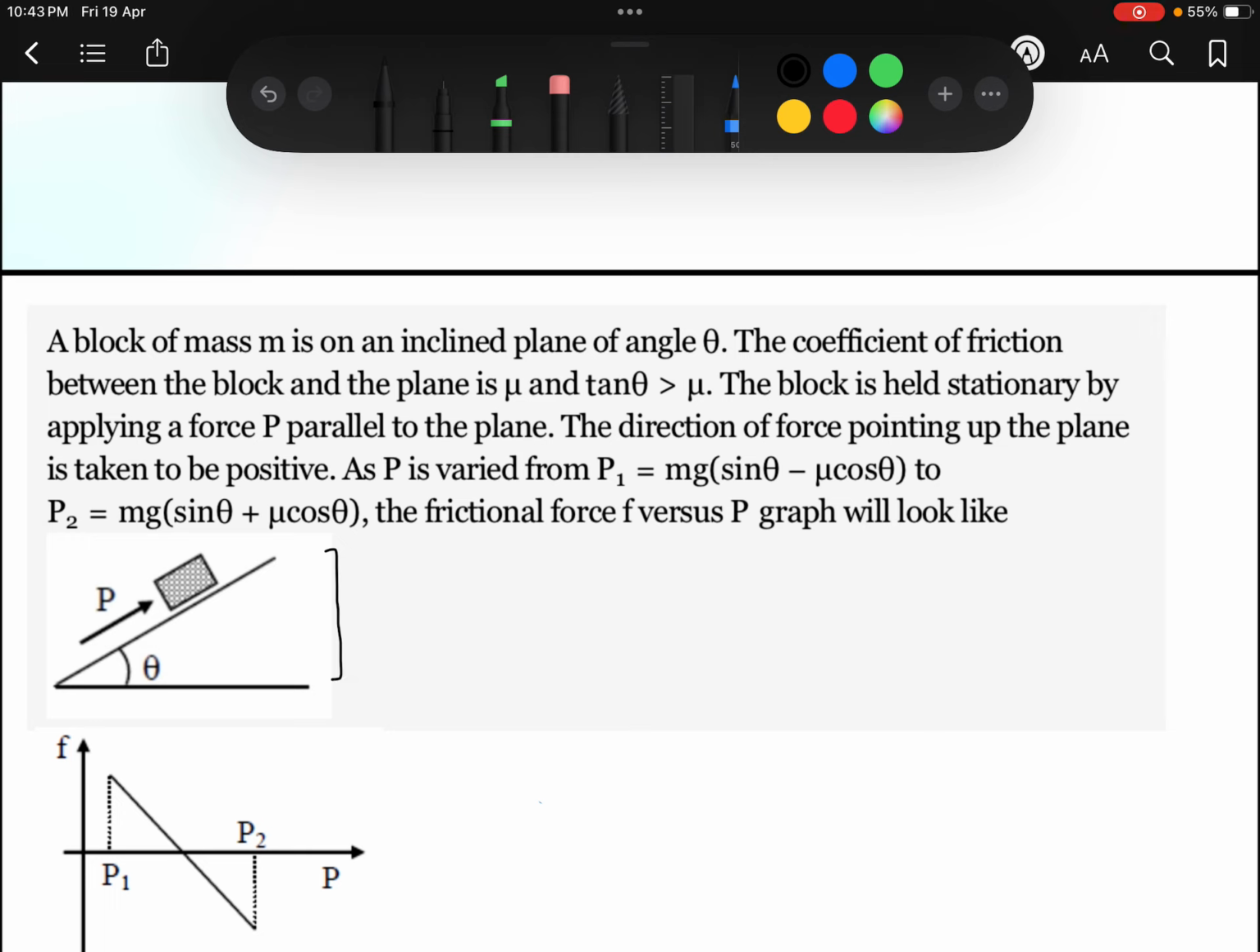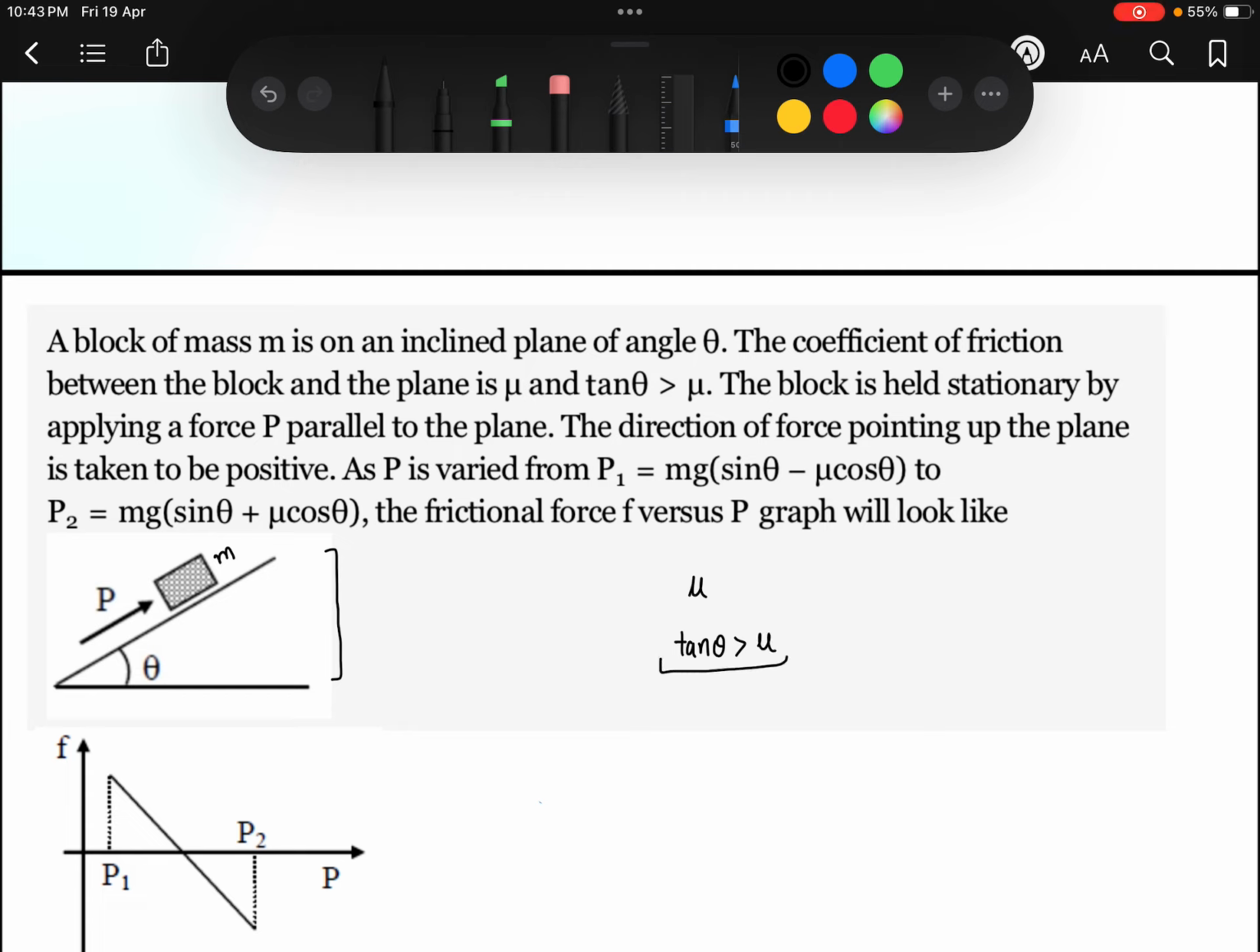inclined plane and the angle is theta, and this is a block of mass m, let us suppose, and the coefficient of friction between this block and the inclined plane is mu, such that tangent theta is greater than mu.